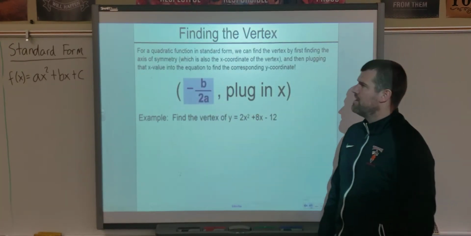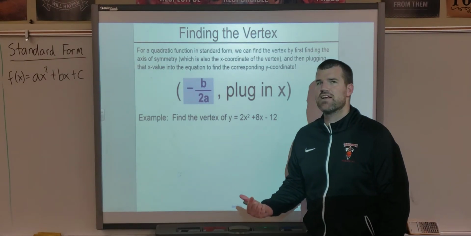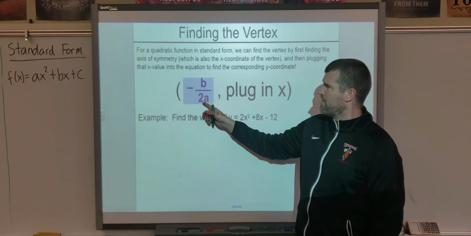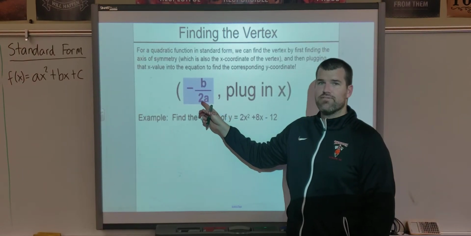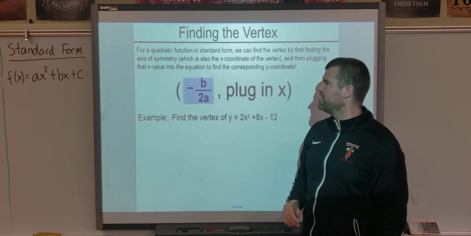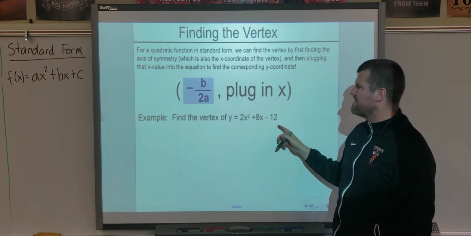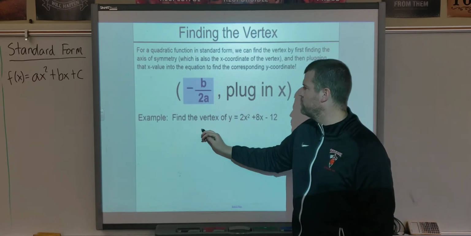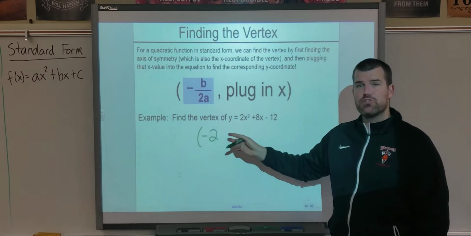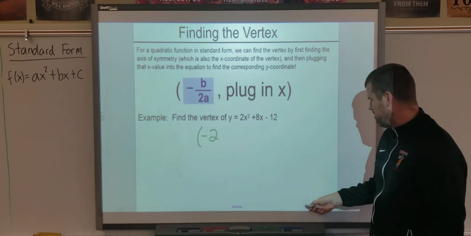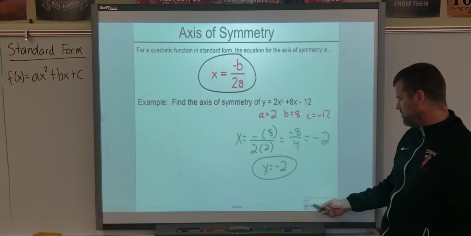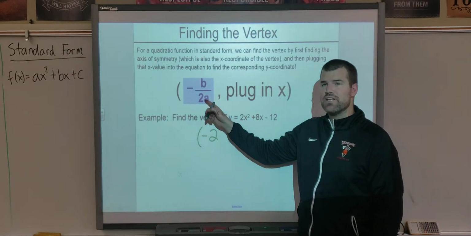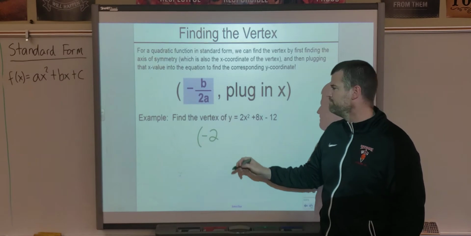Okay, finding the vertex. Well, we know that the vertex is always on the axis of symmetry. So to find the x-coordinate of our vertex, we just do the formula for the axis of symmetry, negative b over 2a. So this is a problem we just did, right? And when we did negative 8 over 2 times 2, we got negative 2. So my axis of symmetry was negative 2. Let's double check. Yep, there it is. My axis of symmetry is negative 2, which also means the x-coordinate of our vertex has to be negative 2.